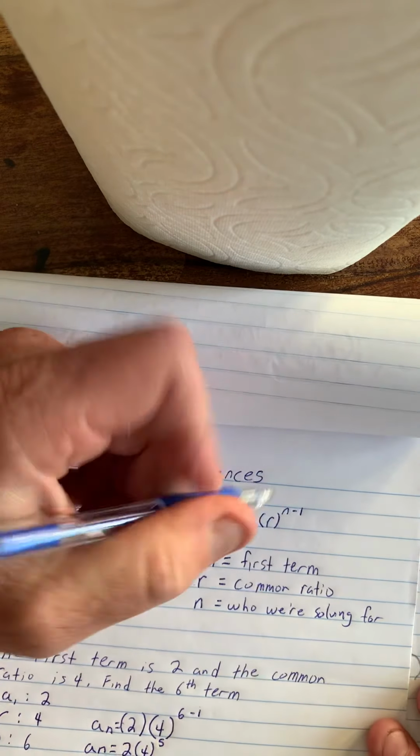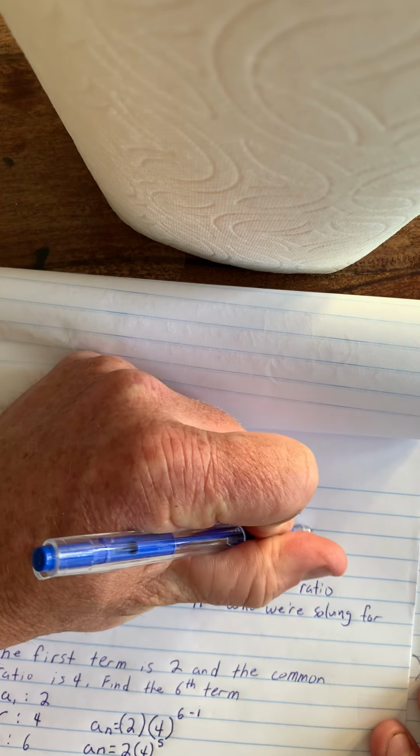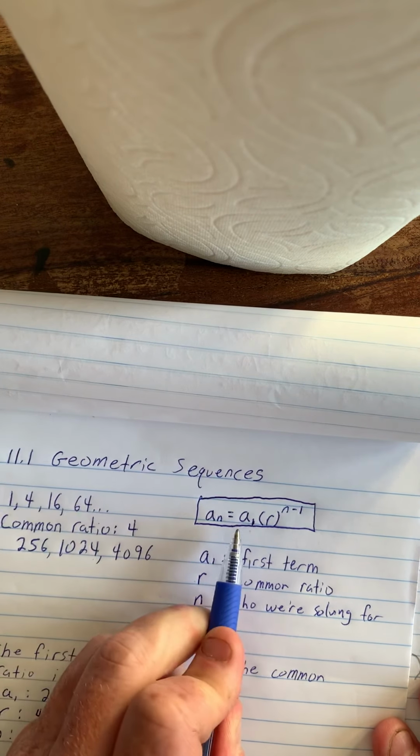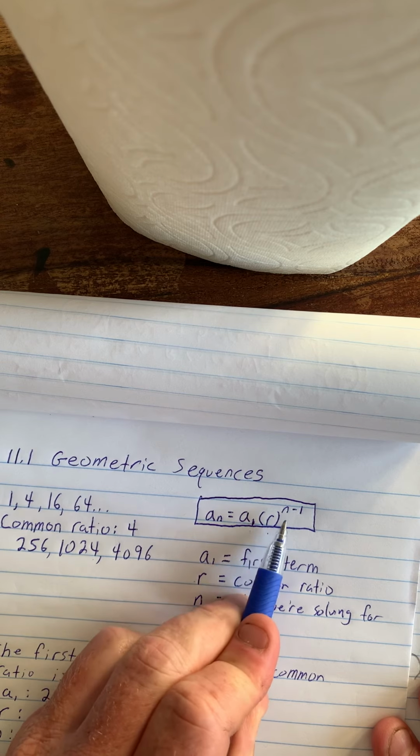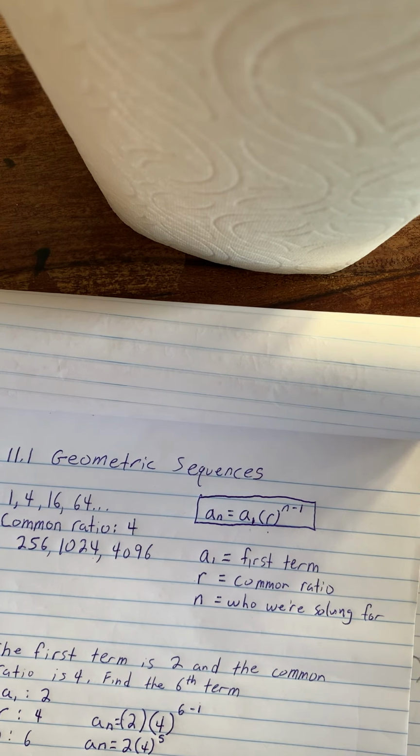Here is the equation, one more time. It's A sub N equals the first term times the common ratio, and then who I'm solving for minus 1 in the exponent. And all of this is calculator business, okay? Take your time, knock it out. 2 through 9, give 10 a shot.